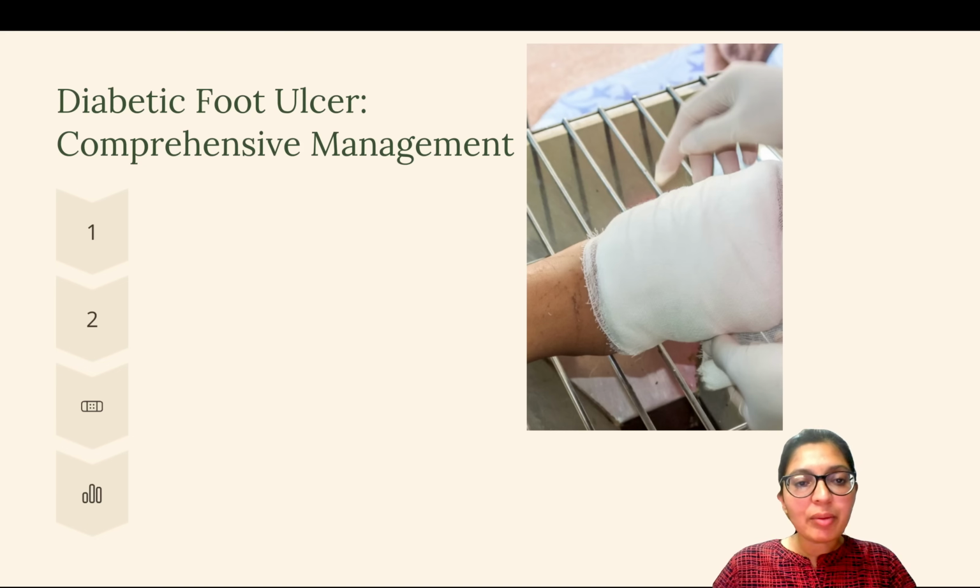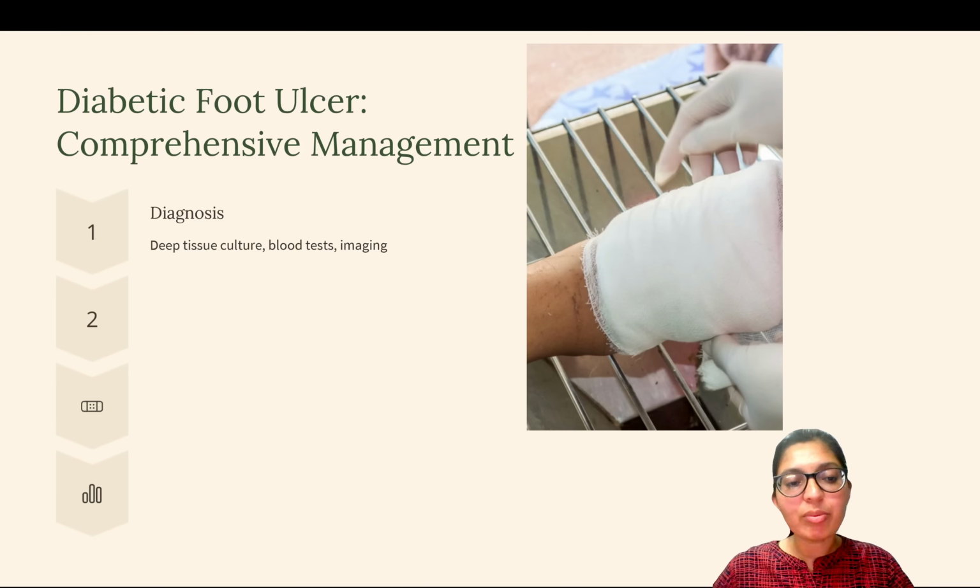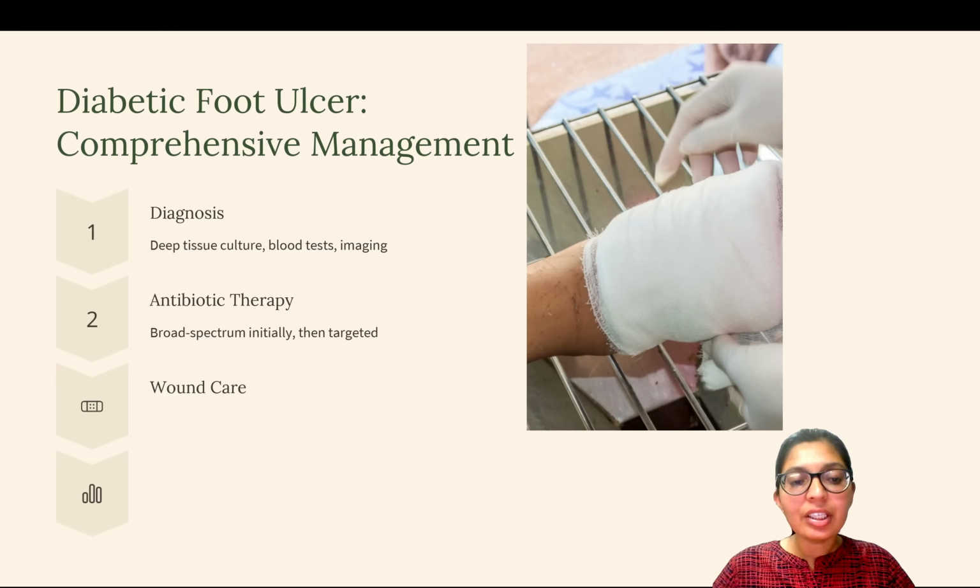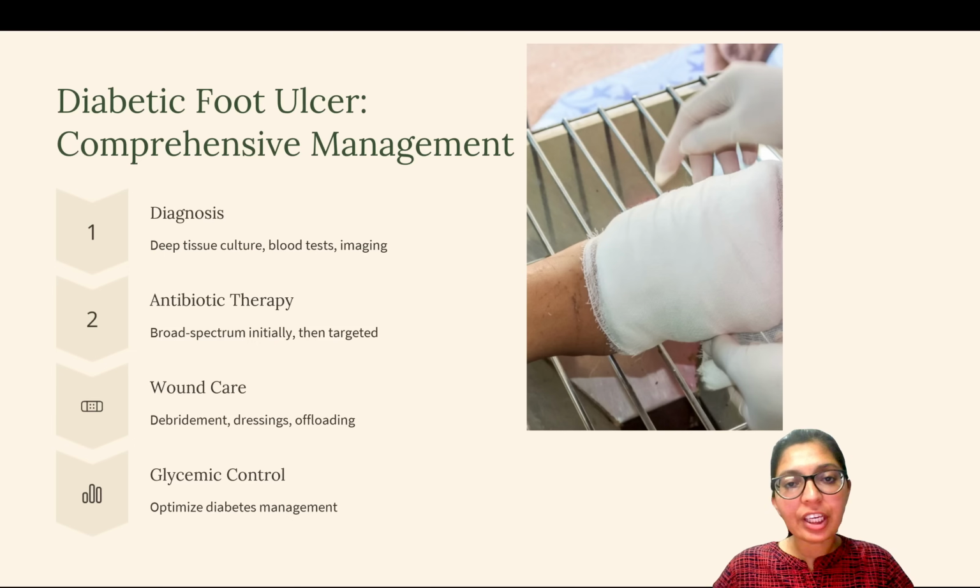Comprehensive management of diabetic foot ulcer. Diagnosis is made by deep tissue culture, blood test, imaging. Antibiotic therapy, broad spectrum initially and then targeted. Wound care: debridement, dressing and offloading. And the last one is glycemic control, which is very important. So optimize diabetes management. These are the steps which should be taken care of in the management of diabetic foot ulcer, including diagnosis, antibiotic therapy, wound care, and last one is glycemic control.